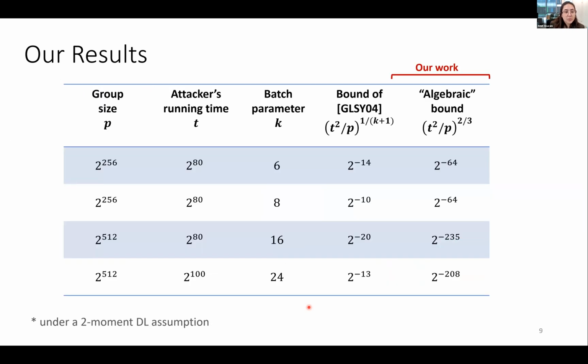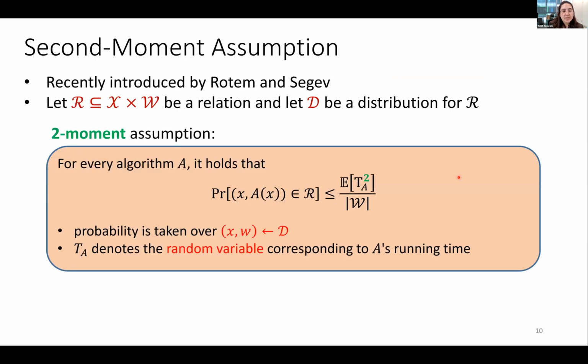Practically, if we set the group size to 2 to the 256, the attacker's running time to 2 to the 80, and the number of batch instances k to 6, the previously known bound for Schnorr protocol is only 2 to the minus 14, while our algebraic bound is 2 to the minus 64. But what I didn't tell you about is the assumption that we used in order to derive such a bound. We said that the distribution is hard if, given an instance sampled from the distribution, it's hard to extract the corresponding witness. Here, instead of considering the hardness with respect to strict time algorithms, we consider the hardness of extracting a witness with respect to expected running time algorithms.